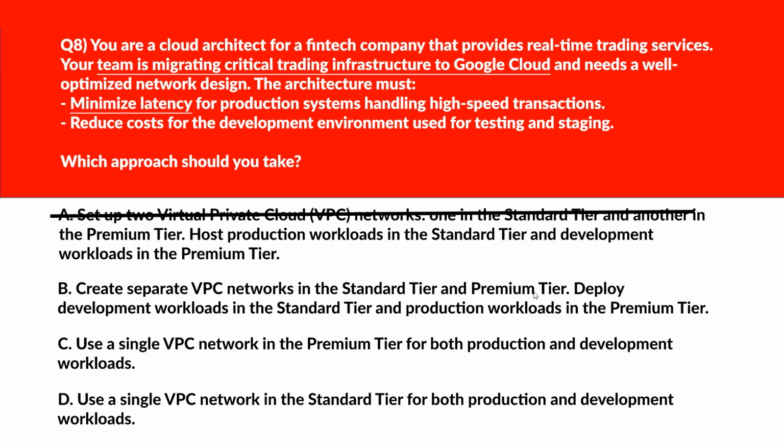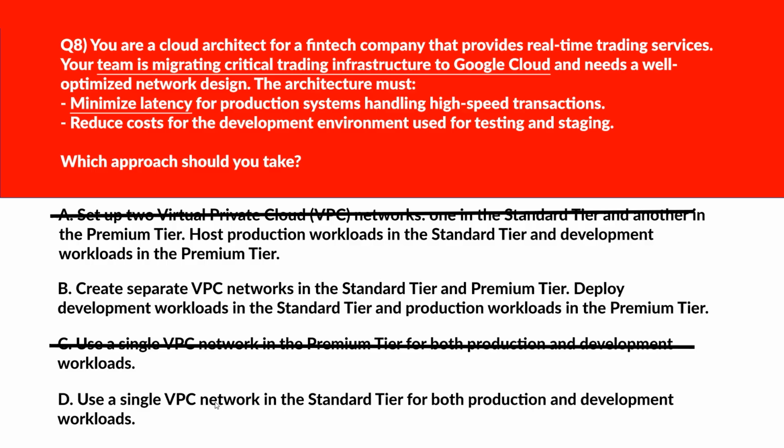If you look at option B, premium tier ensures low latency, which will optimize routing for production, while a standard tier keeps development cost low. Let's keep this. We'll move to C. C says use a single VPC network in the premium tier for both production and development workloads. Premium tier for development adds unnecessary cost. We need to reduce the cost as per the question as well, which is the requirement. So this cannot meet the cost requirement. We'll reject this. We'll move to D.